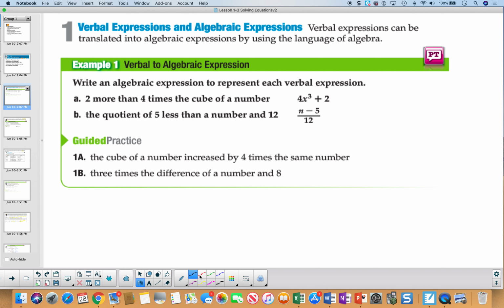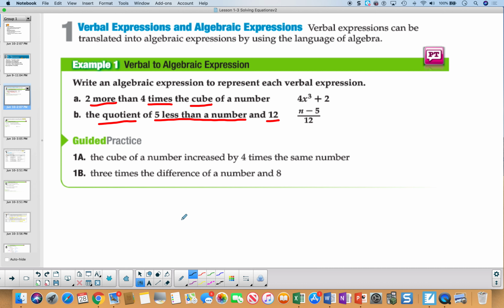Let's look for key words like "more," which means addition, "4 times," multiplication, and "cube," which is a power to the third power, and this is what it translates to. Quotient: we're being told we're going to have a quotient, and it's going to describe the numerator, 5 less than a number, which is n minus 5, and it's going to describe the denominator. So the quotient is our heads up that we're working with a fraction.